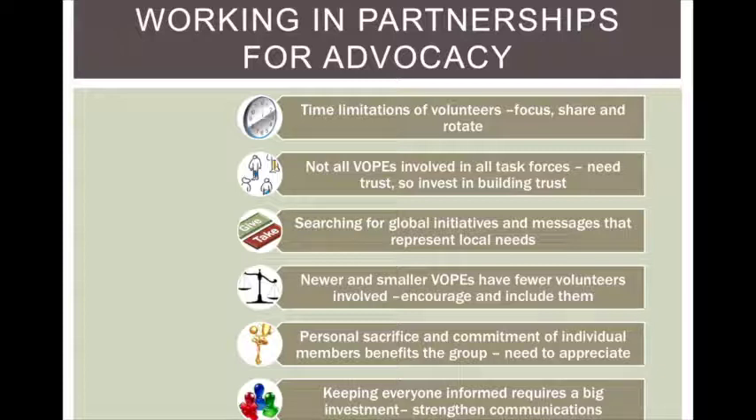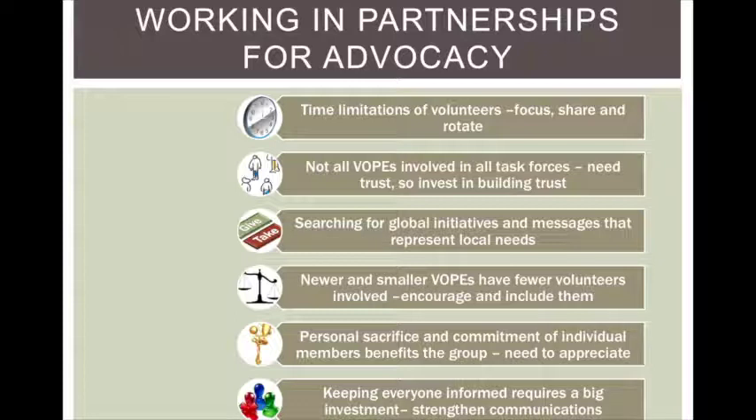Unquestionably, personal sacrifice and commitment of individual members benefit the group. So we need to take time to appreciate each other. There's no one outside the partnership to appreciate it. But when a hardworking member feels that appreciation and that recognition within the group, it really means a world of difference, and it builds on these other issues that we talked about. It builds trust, it builds inclusion, and comfort with the different kinds of initiatives that people take and the different kinds of positions.